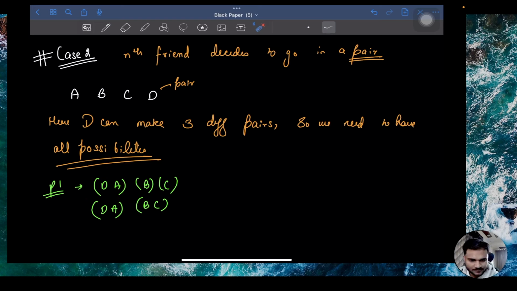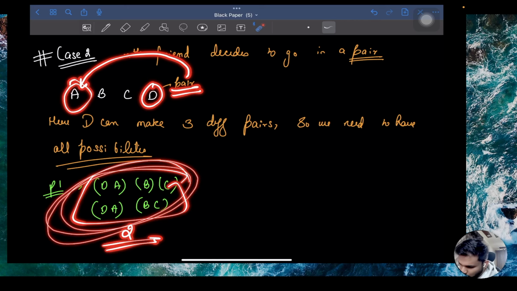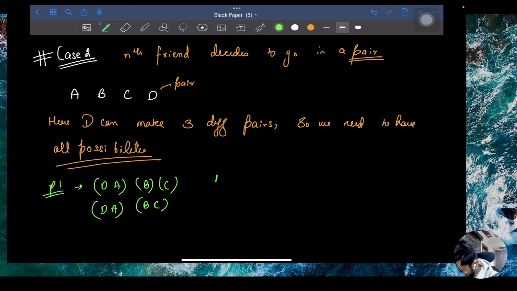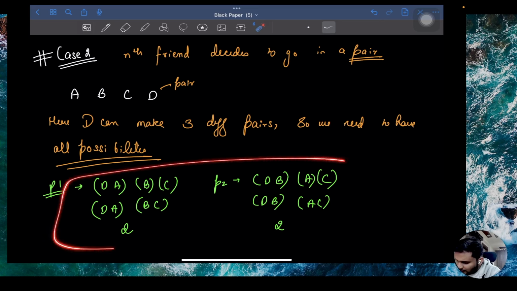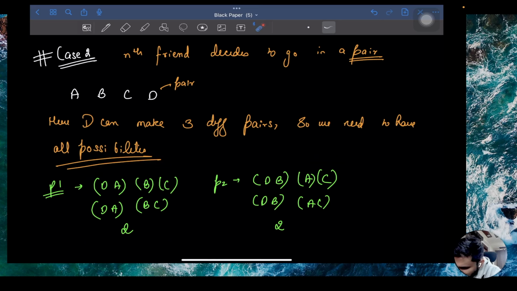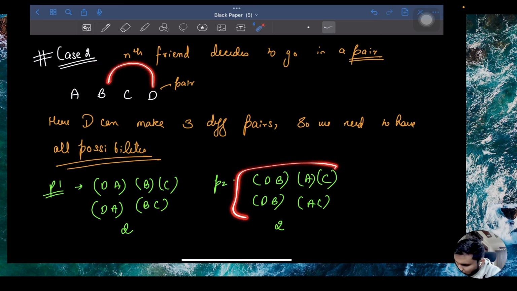So if D makes a pair with A, there are a total of two ways in which all of them can go to the party. But there is another possibility, P2, that D decides to make a pair with B. If D decides to make a pair with B, you are left with AC. Now AC can themselves go alone or go in a pair. So there are two more ways here. Right. So in total we got four ways, among which two ways were when D makes a pair with A, and two when D makes a pair with B.